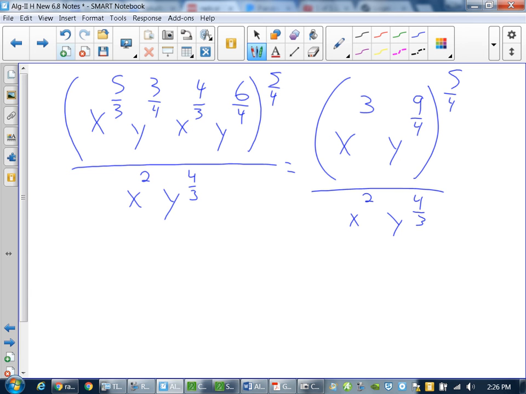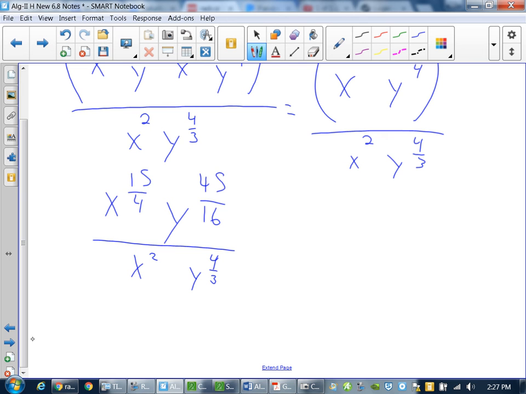So now you have that power to power rule. When you have power to power, you multiply your exponents. So 3/1 times 5/4 is x to the 15/4. Y then to the 45/16 over x squared y to the 4/3. Okay?